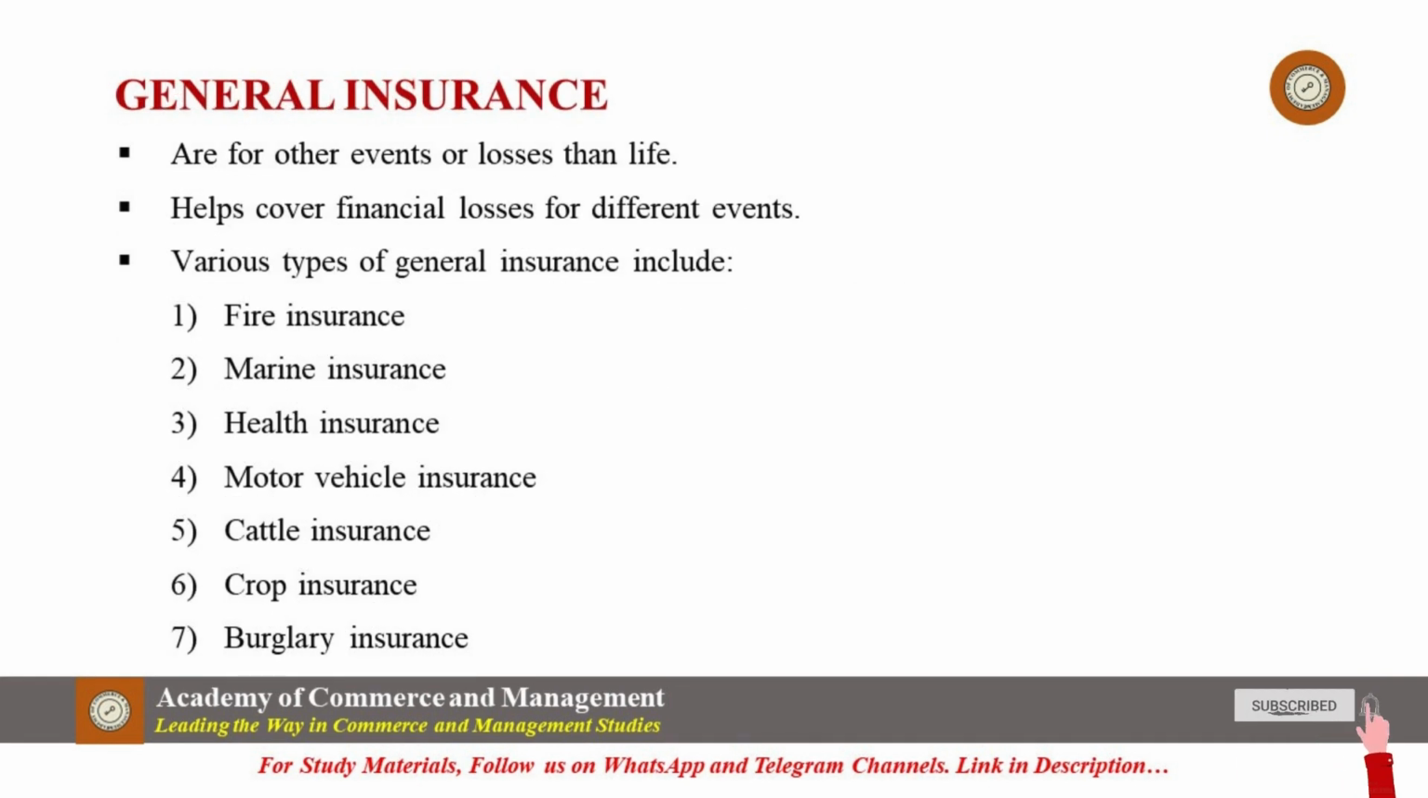The second type of insurance is non-life insurance. The non-life or general insurance is for other events or losses than life. It helps cover financial losses for different events. It can be health bills, car damages, marine transportation, etc. Various types of general insurance include: Number 1, fire insurance.